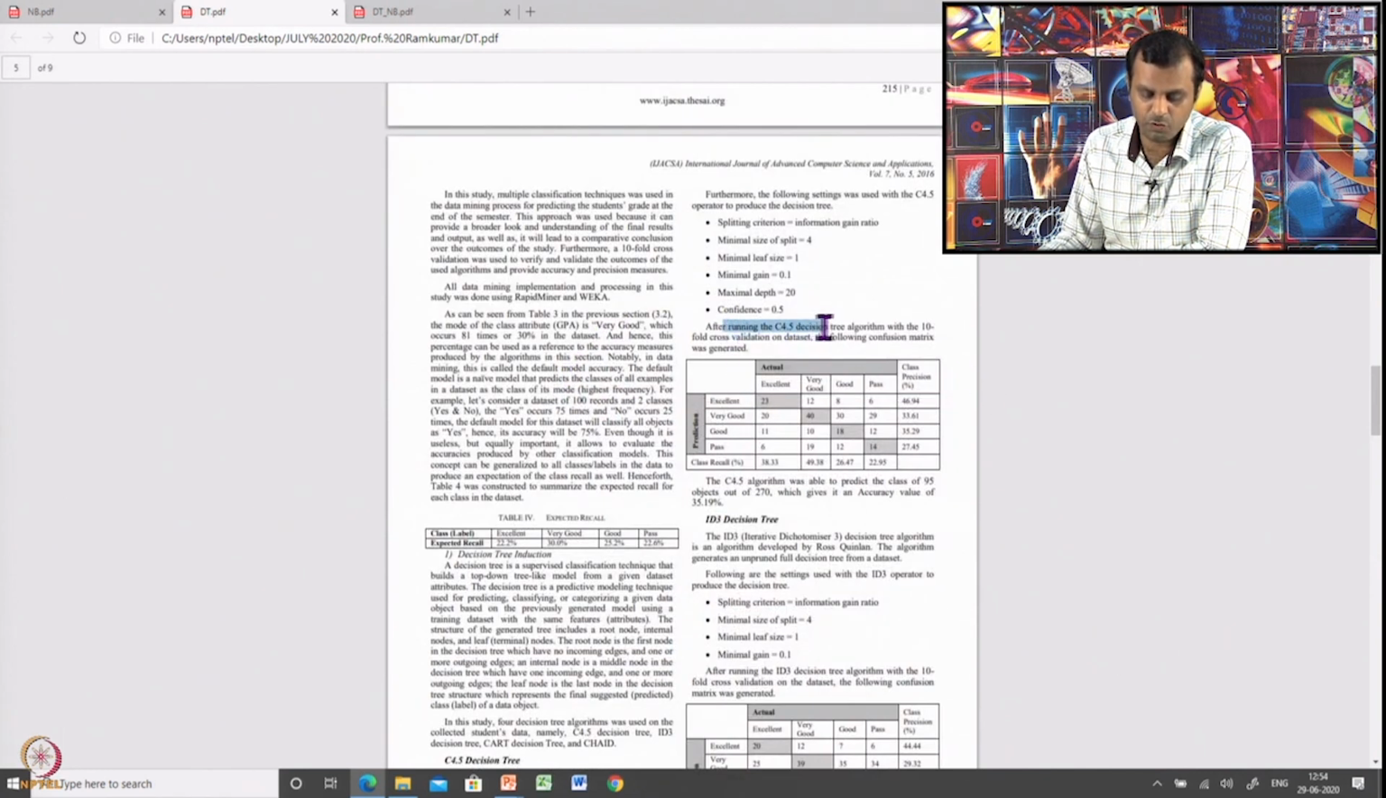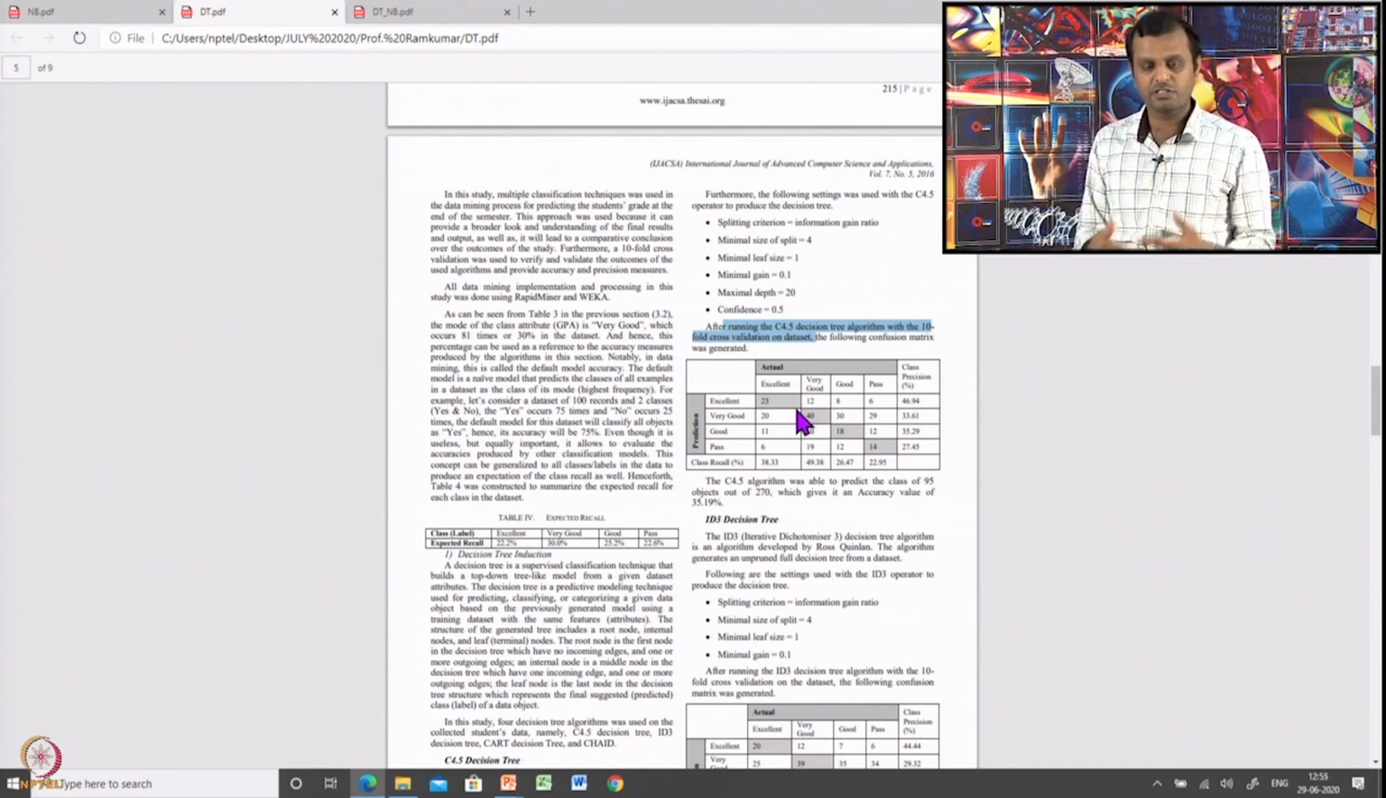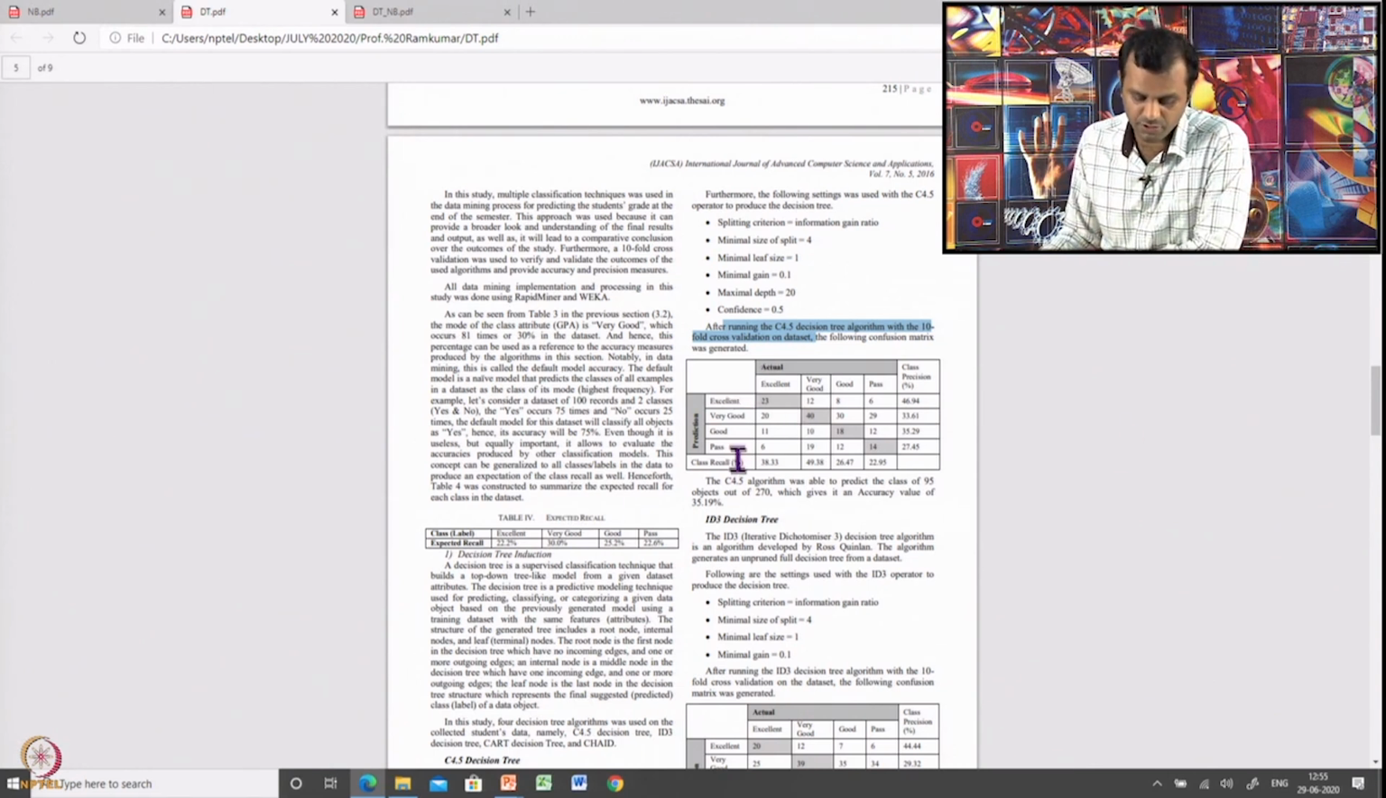They used a C 4.5 decision tree algorithm with a 10-fold cross validation on the data sets. The confusion matrix is shown here. Now you know what is cross validation and what is a confusion matrix, because we have seen what a confusion matrix is for 2 or 3 variables. Now you are able to see the confusion matrix and make sense out of it. Excellent to excellent classification is good, 46%, but recall is less because a lot of excellent has been classified as very good, right.